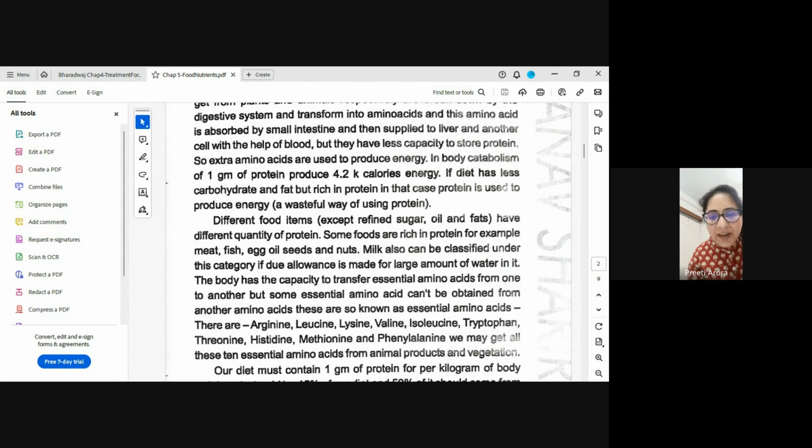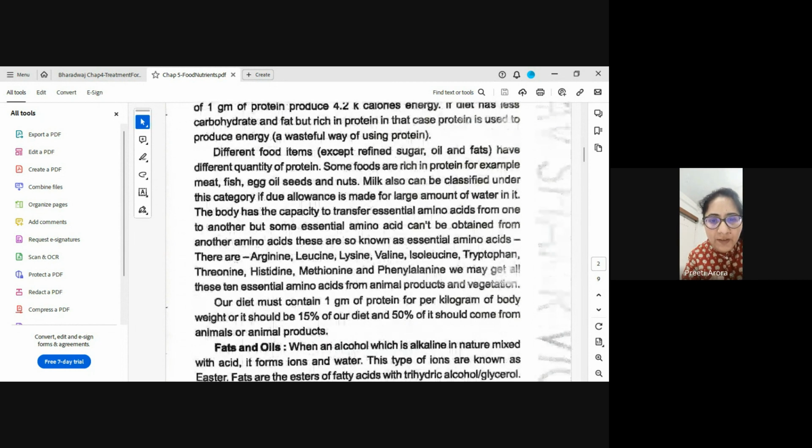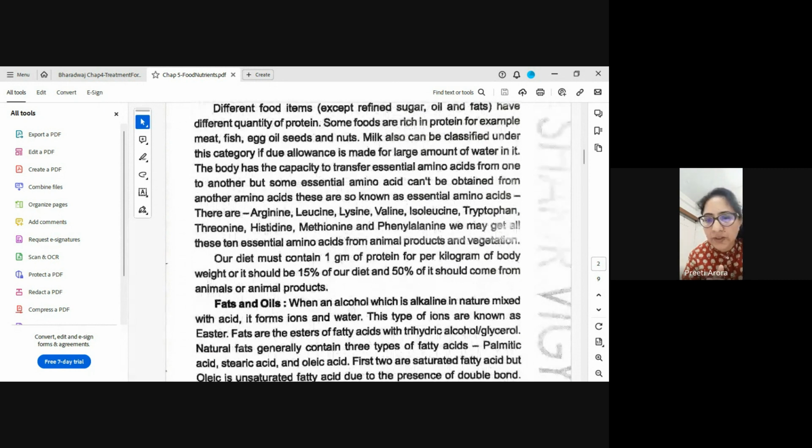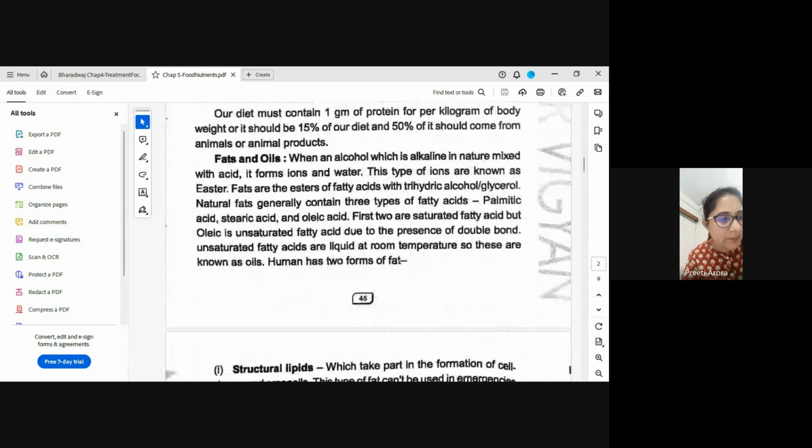Secondly, we move on to fats. First I'll talk about how fat is found in your body. Second, I'll discuss how fat is found in the food that we eat on a daily basis. So first, how fat is found in the body. In our body, fat can be found in two forms: structural fat and natural fat.